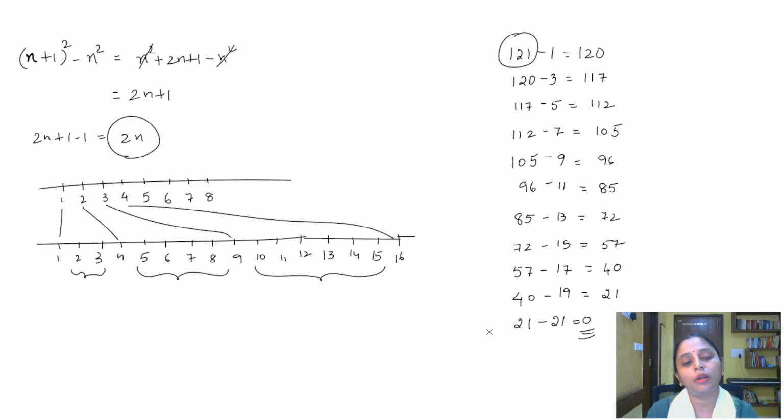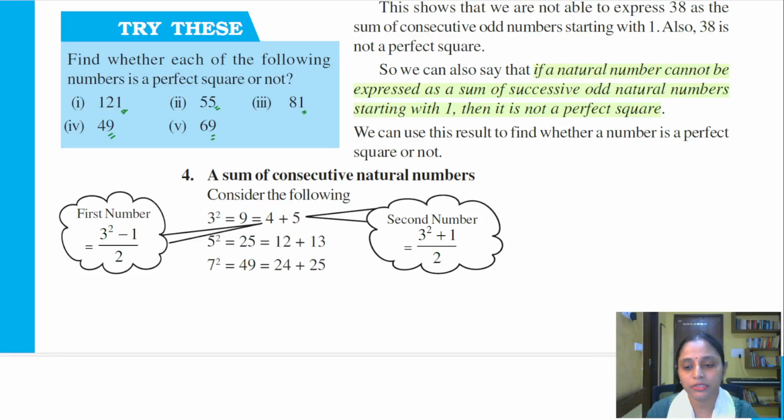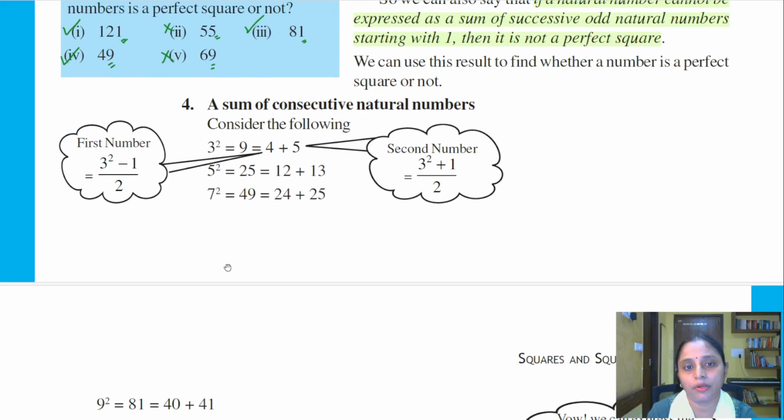That means that 121 is nothing but 11 square. In fact, if they ask you, if it happens to be a perfect square, what is that number? Then you can quickly say it is 11 square. Okay. So that's about successive subtraction, right? And similarly, you can check the others. So I'm going to quickly write the answers. This is a perfect square. You can check this is not a perfect square, 81 is a perfect square, 49 is a perfect square, 69 is not a perfect square. This is one way of checking whether the given number is a perfect square.